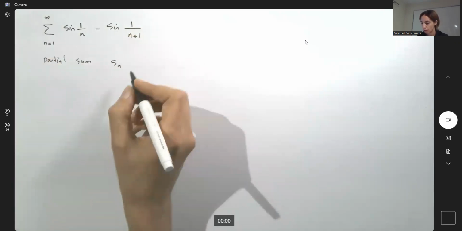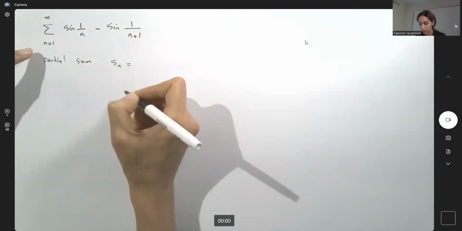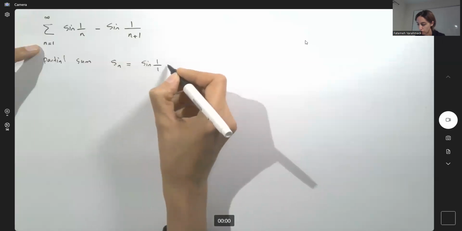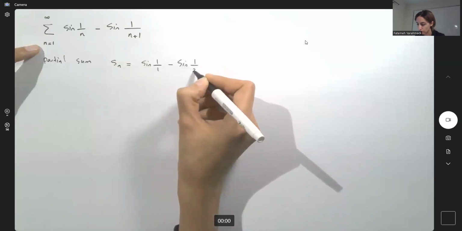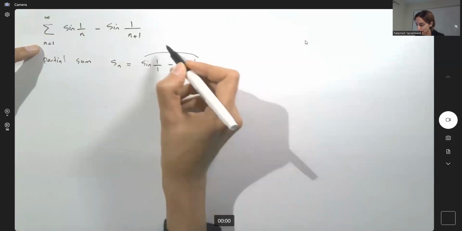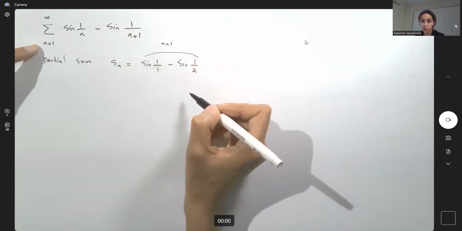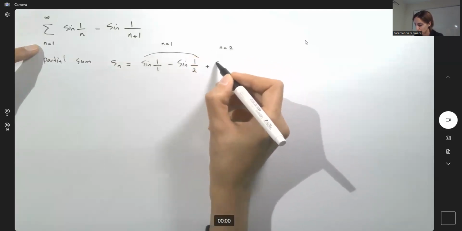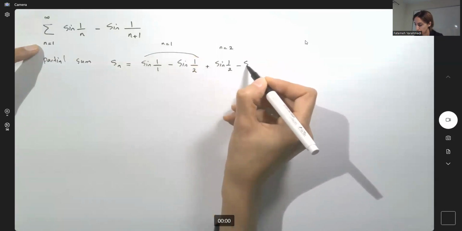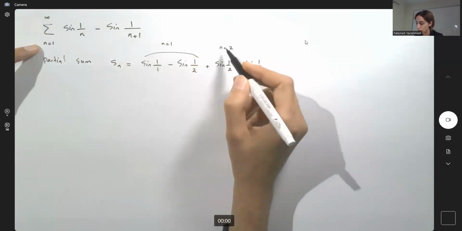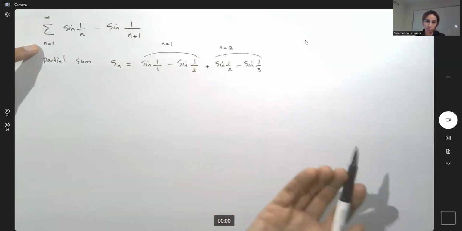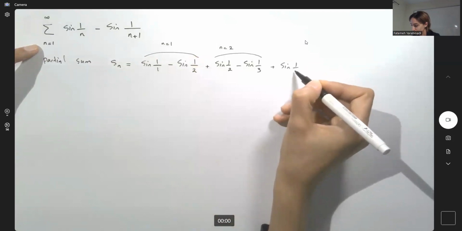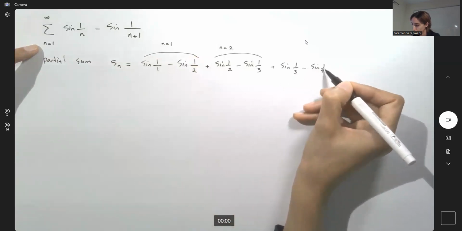So this guy is equal to, when n is equal to 1, we get sine of 1 over 1 minus sine of 1 over 2. So this is when n is equal to 1. What if n is equal to 2? So let's continue. Plus, when n is equal to 2, I have sine of 1 over 2 minus sine of 1 over 3. What happens when n is equal to 3? Well, just plug in the values, basic algebra. Plus sine of 1/3 minus sine of 1/4.